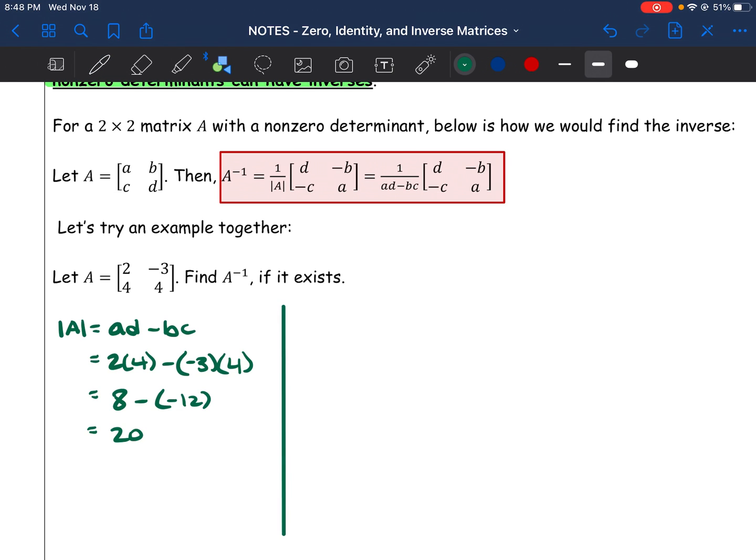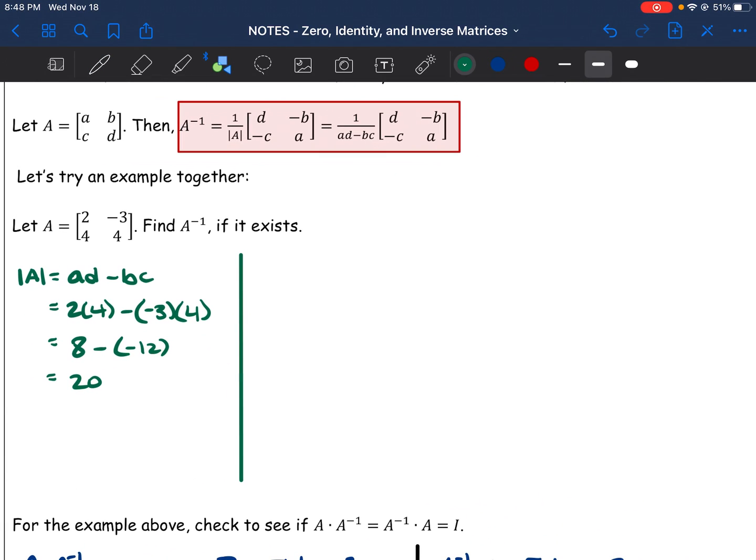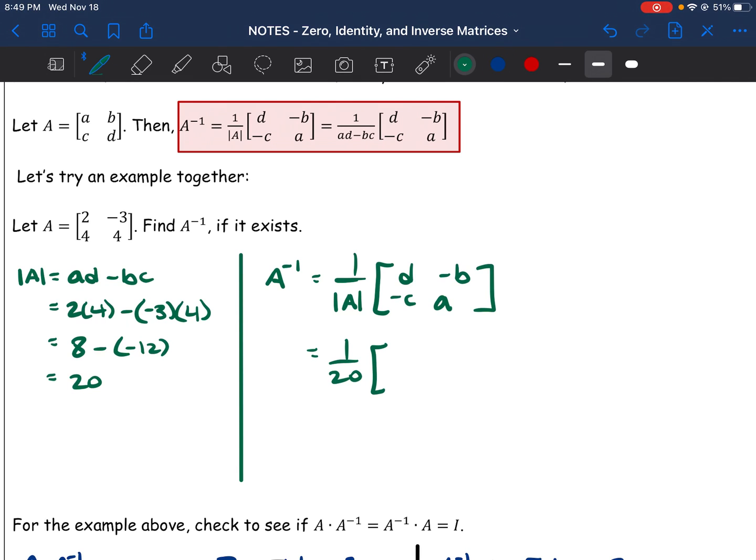And let's pick a little bar here so we have some room to do some work. All right, so the inverse matrix A, or A inverse, is going to be 1 divided by its determinant times the matrix D, A, -B, -C. Let's plug in the pieces where they go. So we know the determinant was 20.